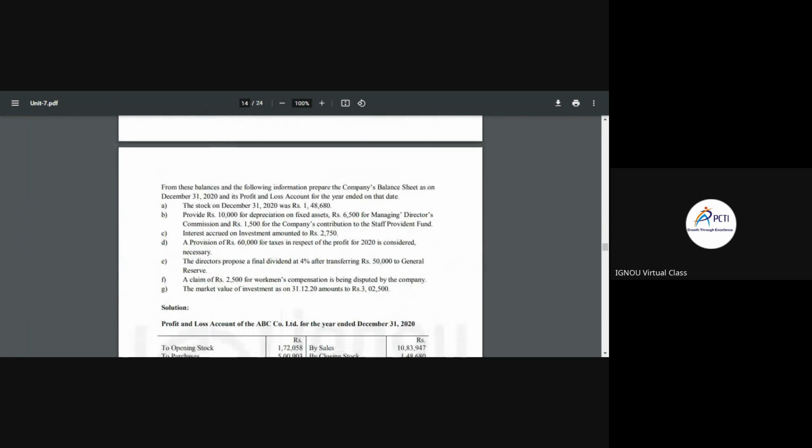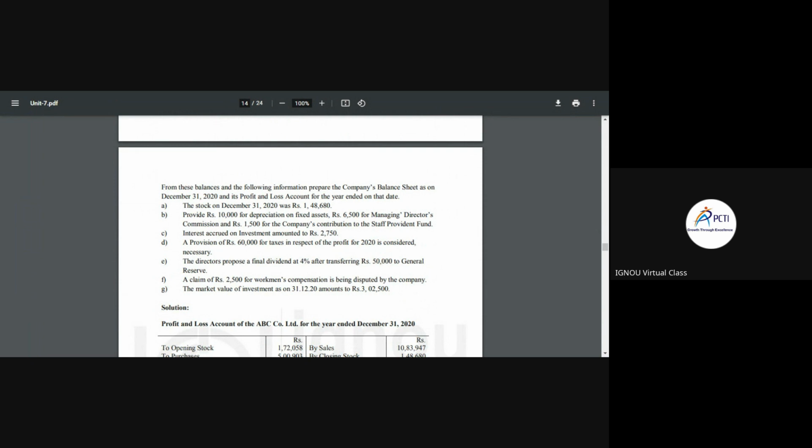Then we have some additional information: from these balances and the following information, you need to prepare a company balance sheet as on 31st December 2020 and the P&L account for the year ended on that date. The stock on December 31st, 2020 was rupees 1,48,680. We need to provide rupees 10,000 for depreciation on fixed assets, rupees 6,500 for managing director's commission, 1,500 for the company's contribution to the staff provident fund, and interest accrued on investment amounting to 2,750.